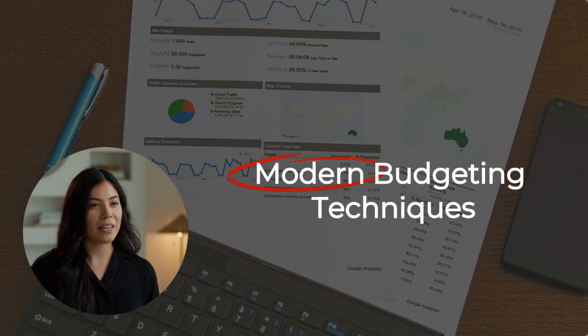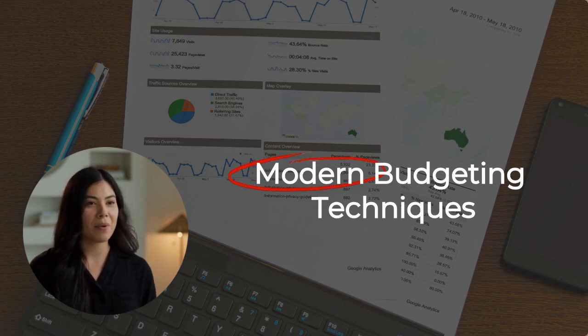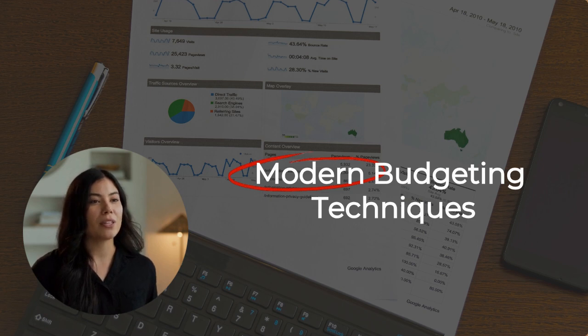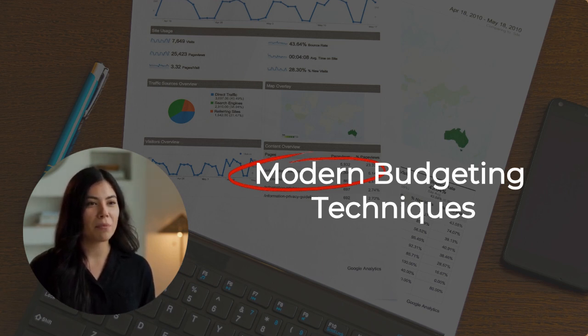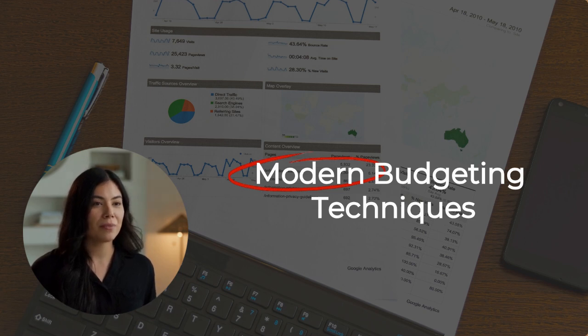Modern budgeting techniques. A. Zero-based budgeting, ZBB. Every item must be justified from scratch. No automatic approval of past expenses. Promotes cost efficiency and rational spending. Encourages questioning of organizational assumptions. Time-consuming and resource-intensive. Best for government agencies, nonprofits, cost-sensitive firms.